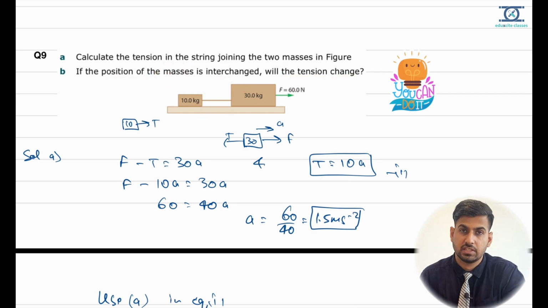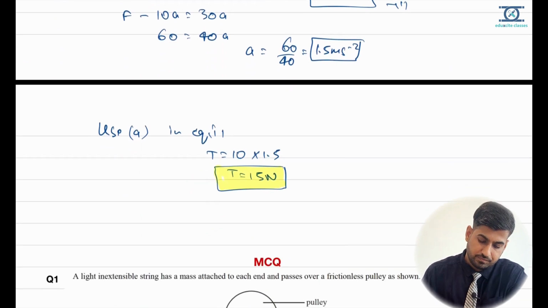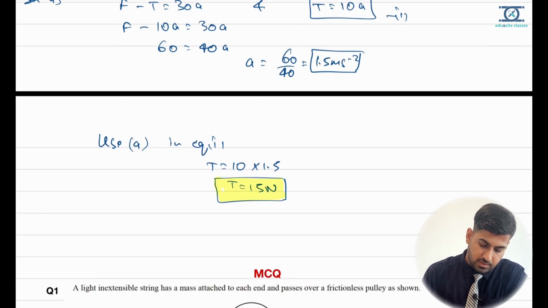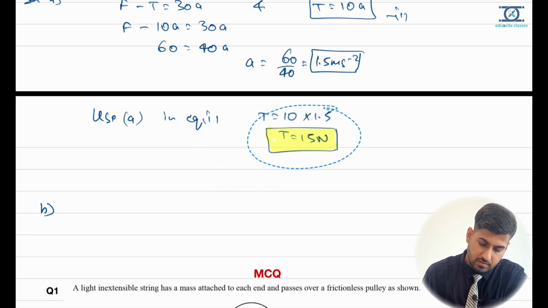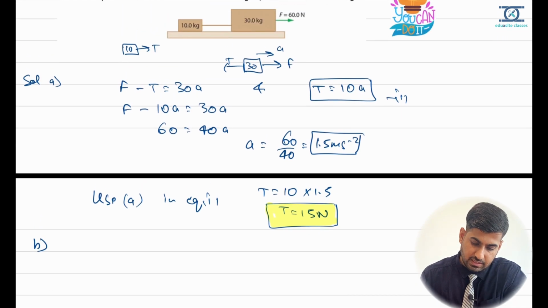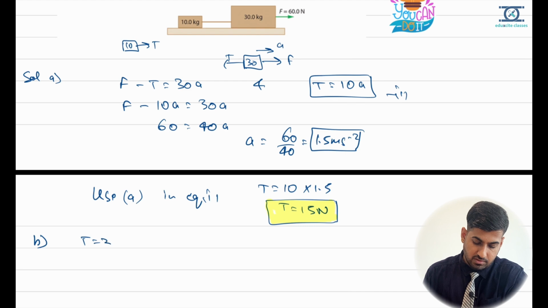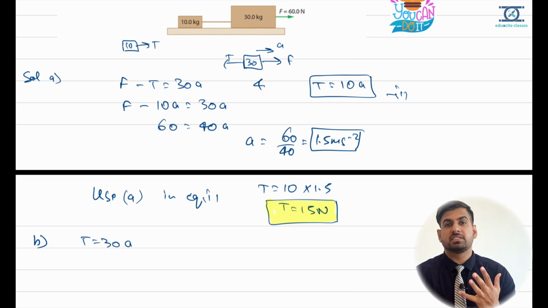Now the question in part B says that if the positions of the masses are interchanged, will the tension change? Yes, there will be a change in the tension. For part B, this time the 30 kg comes behind, so T will be equal to 30 times A.